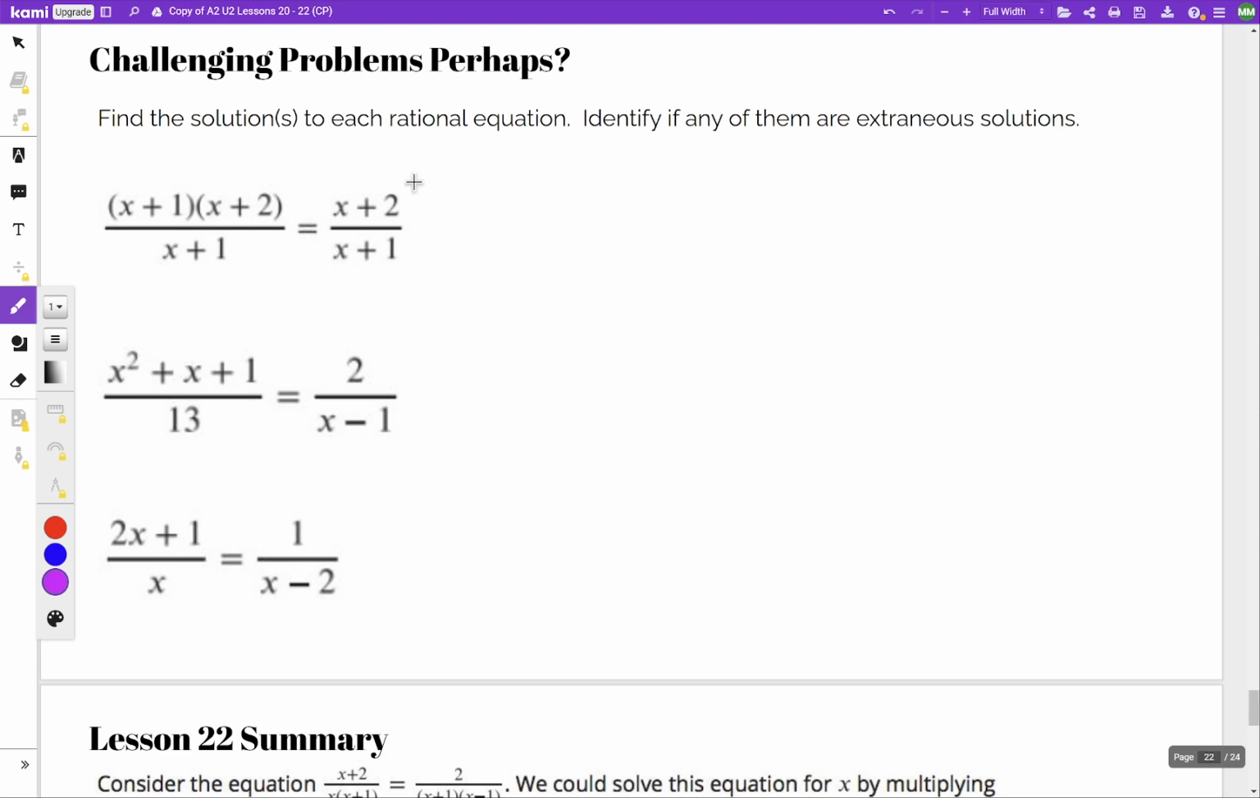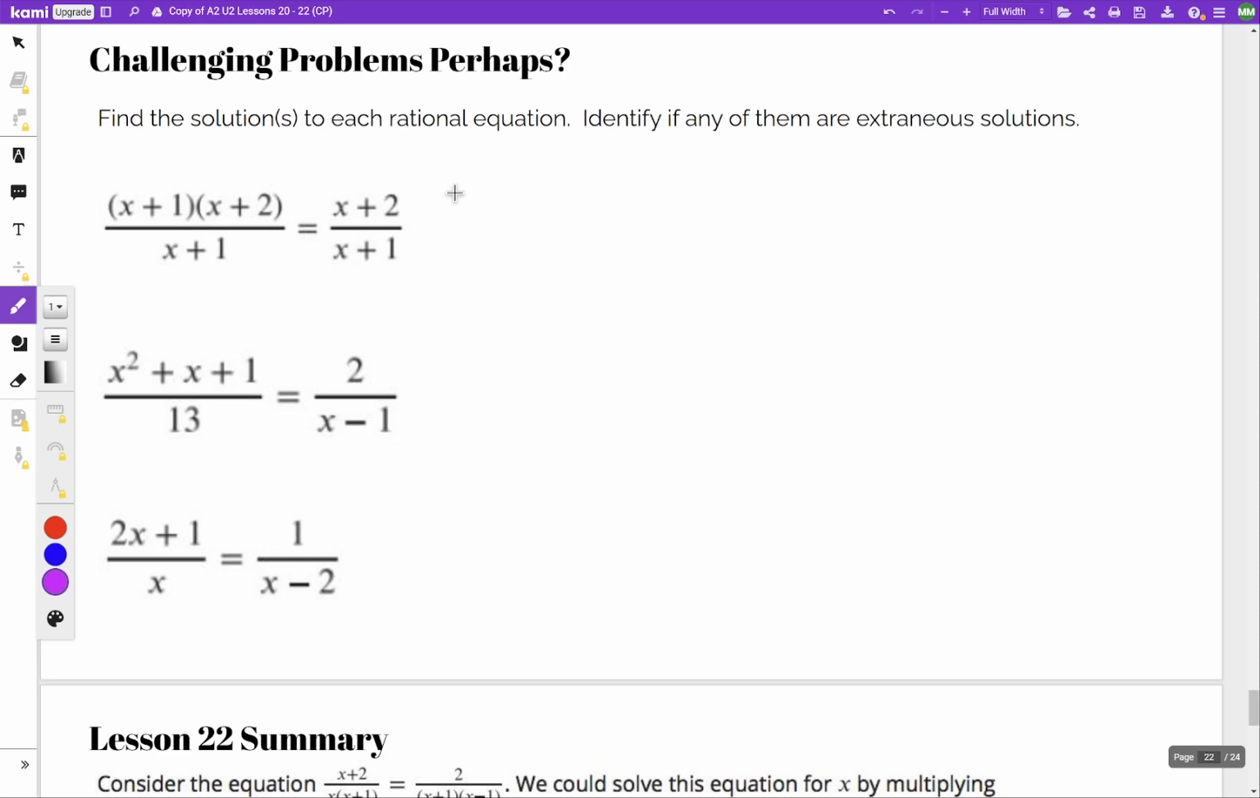How about we do this? Let's do the first one. But I'm going to show you a shortcut because it says challenging problems perhaps. So if you've had a chance to toy around with these a little bit, that's why I took a little bit of a pause there, so that you have a chance to pause it and give it a try if you'd like.